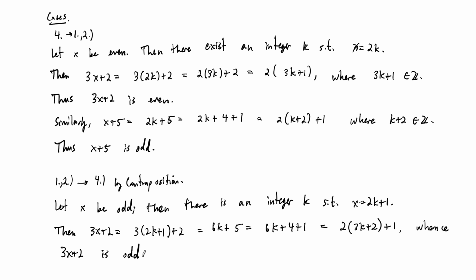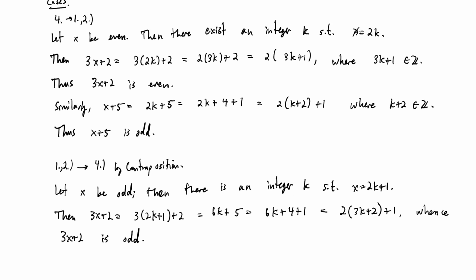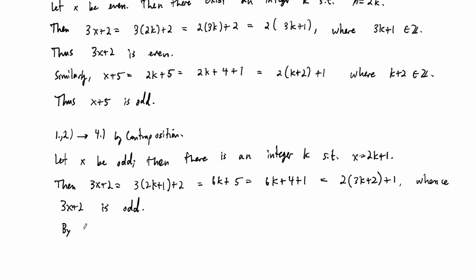So by contraposition, this tells us that if 3x plus 2 is even, then what's got to be true about x? Well, x is even.